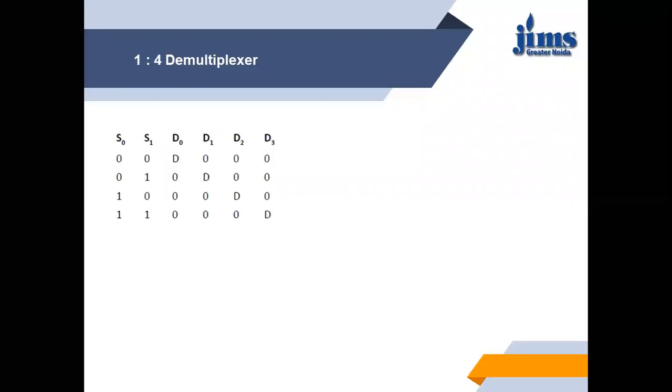Similarly, for a 1:4 demultiplexer, for 4 outputs we need 2 select lines because 2 raised to power 2 equals 4. So here we have used 2 select lines, S0 and S1. Whenever S0 S1 is 0 0, the input will be at the first output, and the rest are 0. When it is 0 1, the input will be at the second output. Whenever S0 S1 is 1 0, the input will be at the third output, and whenever the value is 1 1, the input will be at the fourth output.